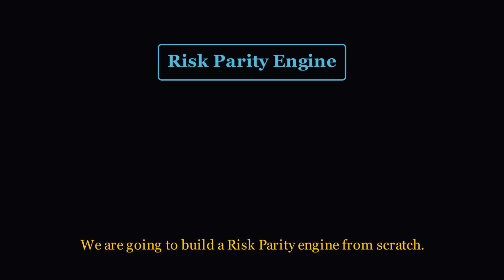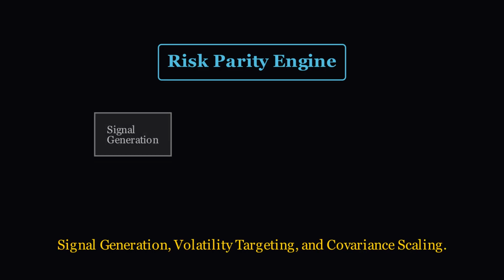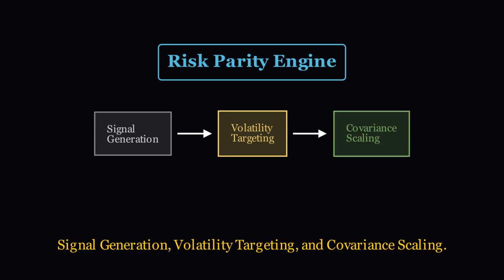Welcome to the Omnicast network. Today, we fix this failure. We are going to build a risk parity engine from scratch. Our architecture will have 3 core pillars: signal generation, volatility targeting, and covariance scaling.